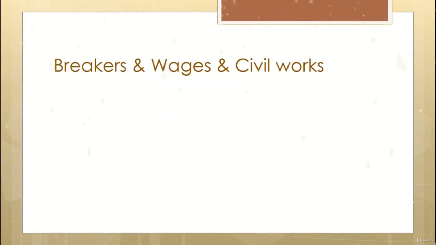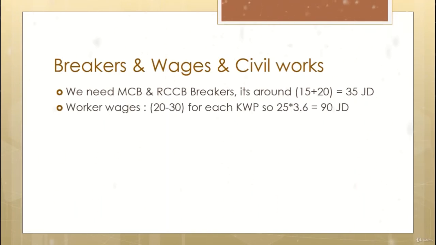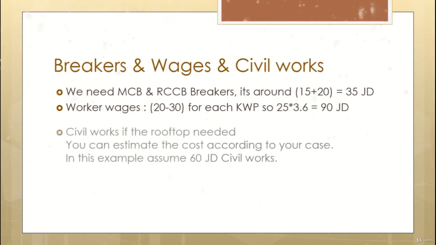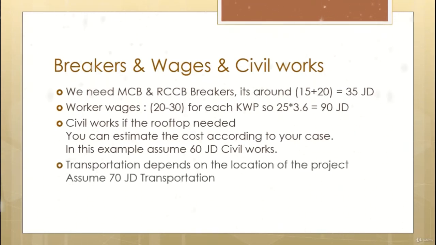Breakers, wires and civil works. In this example, we need MCB and RCCB breakers, which cost around 35 JD. Worker wages are 20 to 30 for each kilowatt peak. So if we take 25 multiplied by 3.6, we get 90 JD. Civil work, if needed for the rooftop, you can estimate the cost according to your case at the project site. In our example, assume 60 JD for civil works. Transportation of the system parts depends on the location of the project. Assume 70 JD for the transportation.